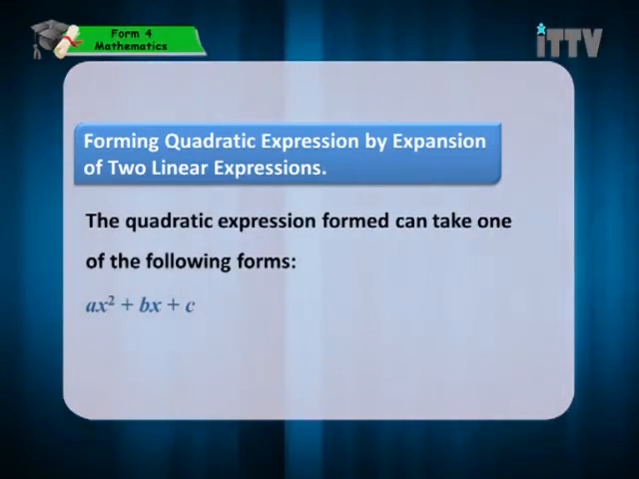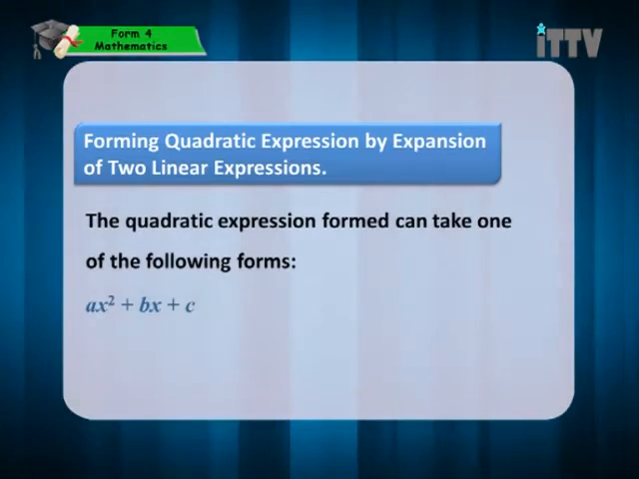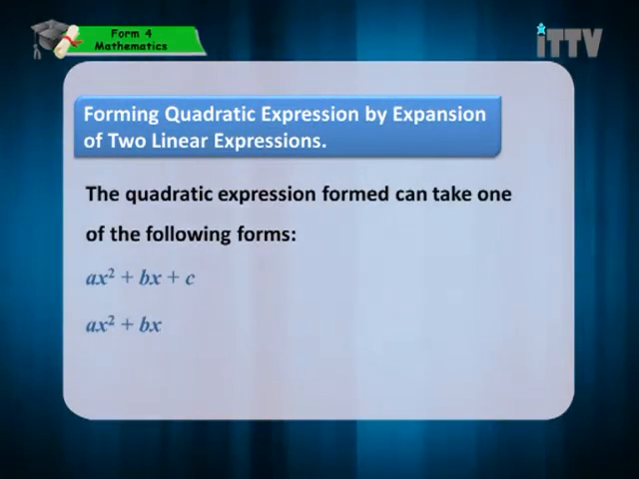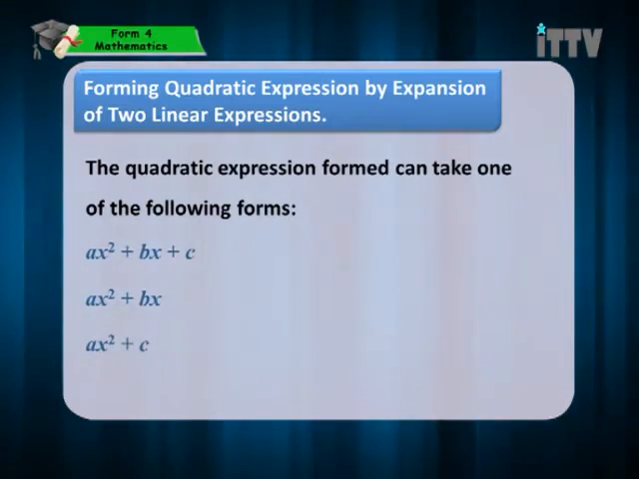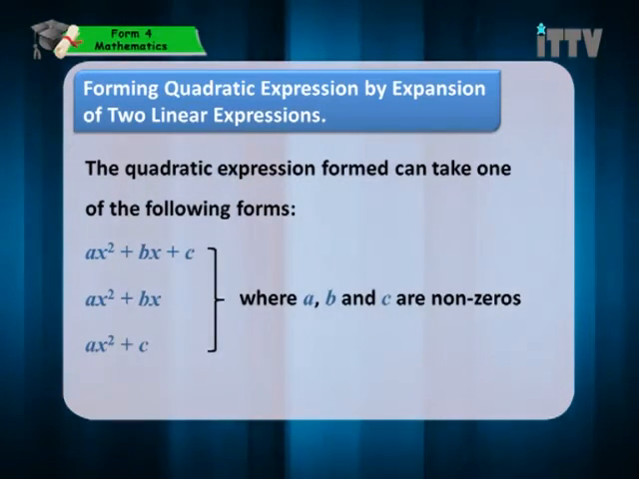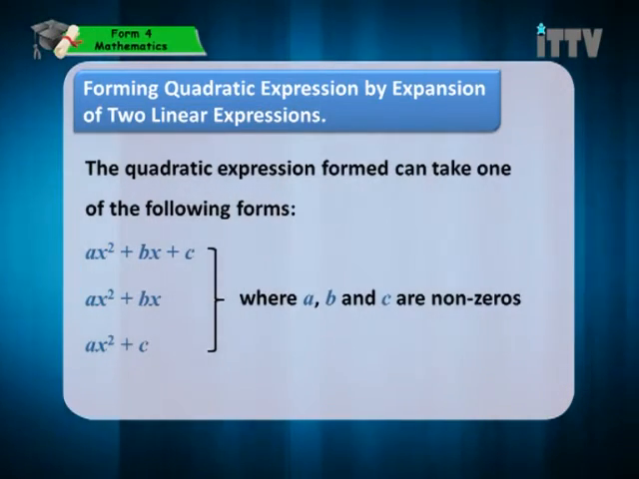The quadratic expression formed can take one of the following forms: ax squared plus bx plus c, ax squared plus bx, or ax squared plus c. So when you multiply two linear expressions, the result can be in any of these three forms. All of them are still quadratic expressions. But note that a, b, and c in any of these three forms cannot be 0. They can take any other number.